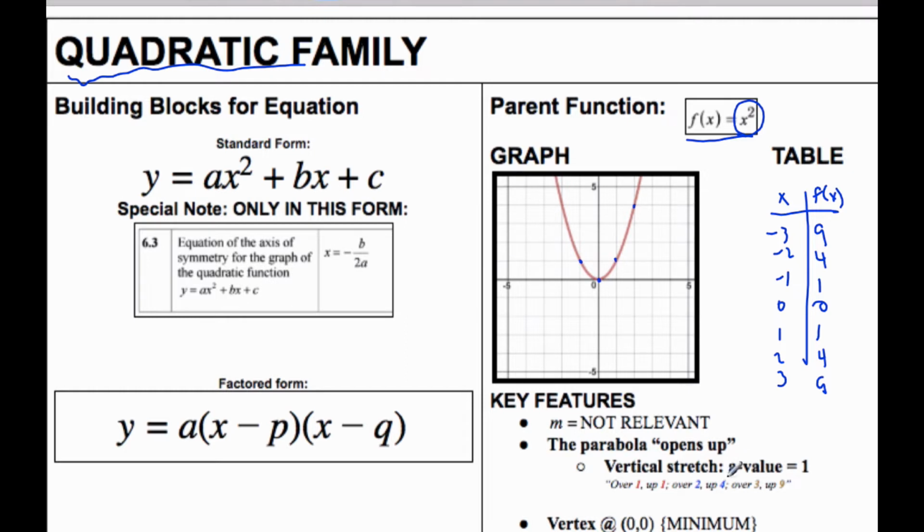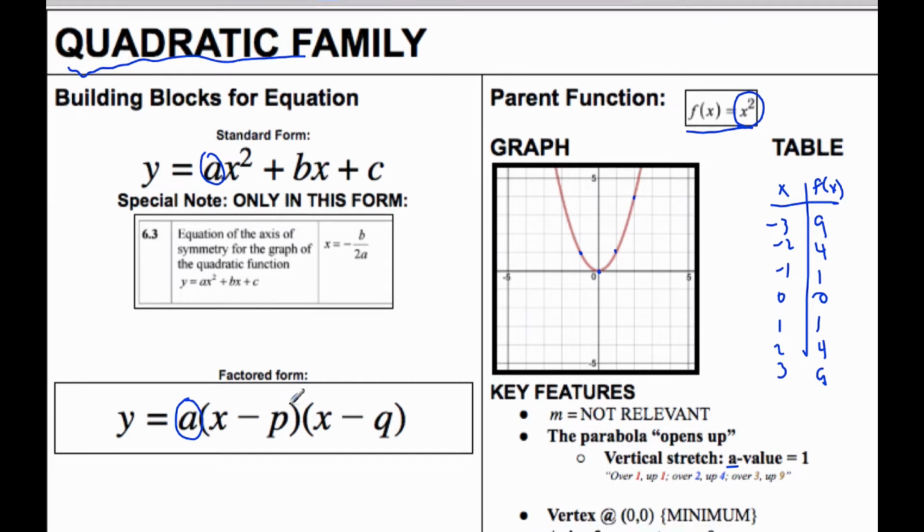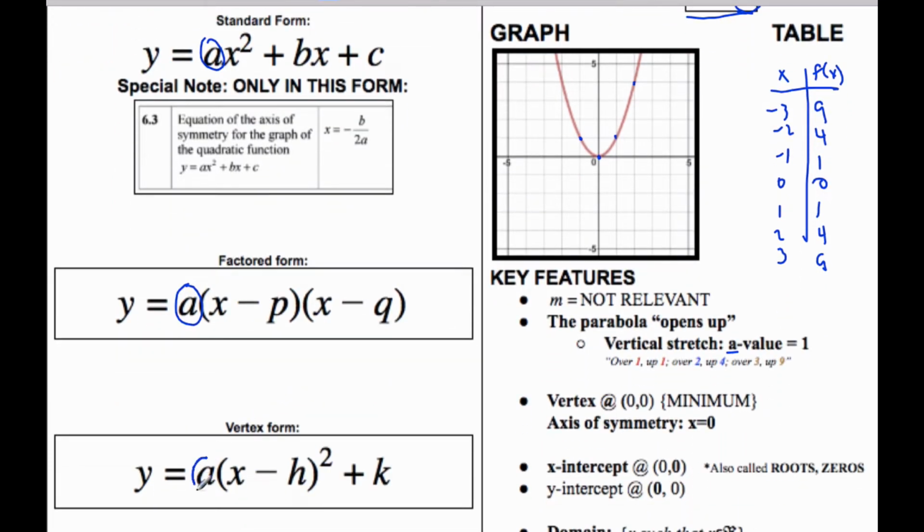When we have what we call the a value, here it is -1. And this a value in standard form is the same as this a value in factored form, and is also the same a value for what we have called vertex form. So this a is the same for all different forms.